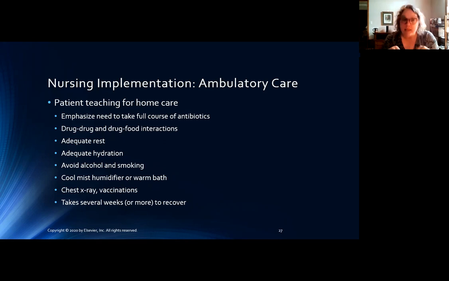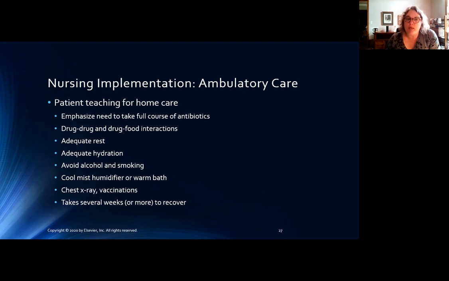The importance of getting rest, the importance of adequate hydration. We need to keep those secretions thin so they can be expelled appropriately. And it's very easy to get dehydrated when you're sick. I'm not sick, but hydrate.